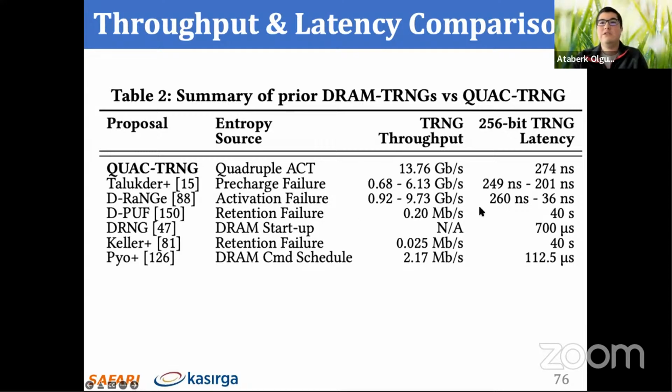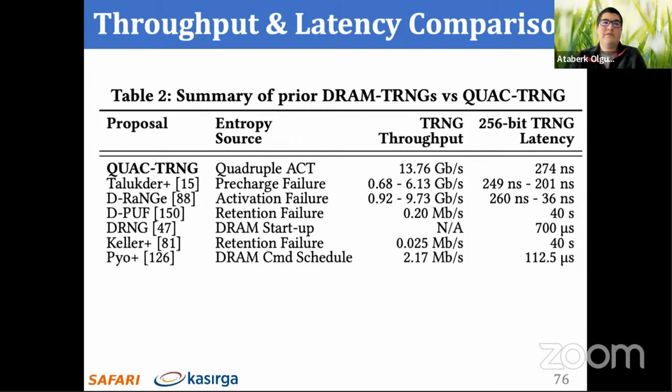For Talukder and DRange, QUAC-TRNG is comparable against their base versions. By comparable, I mean competitive in terms of latency. And we have like 274 nanoseconds latency for QUAC-TRNG, where we have 250 and 260 for Talukder and DRange respectively. So that's one dimension. And the other is we have these buffers where we store random numbers in real devices. So it's already there in your contemporary processor, for example.